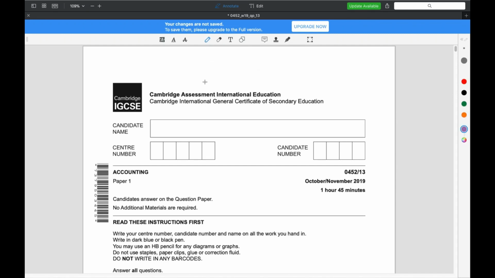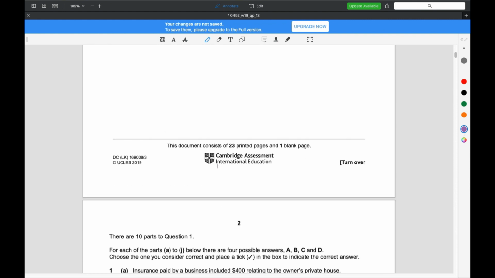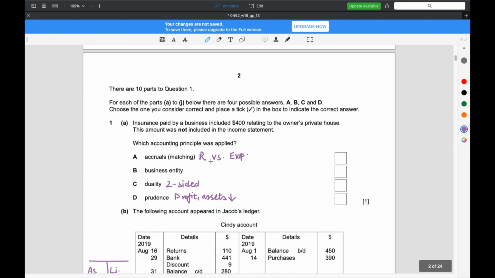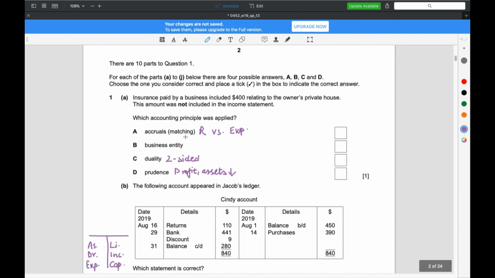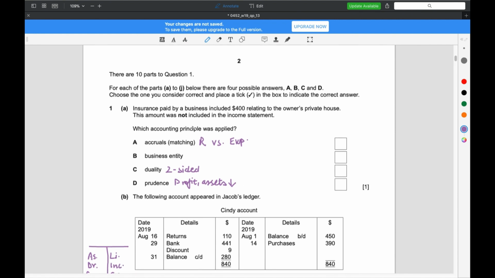Alright, so hi, this is the Cambridge IGCSE Accounting, paper 1-3 from the October-November 2019 session. So let's just start. Question 1. The MCQs, and the first MCQ is usually from the accounting principles.